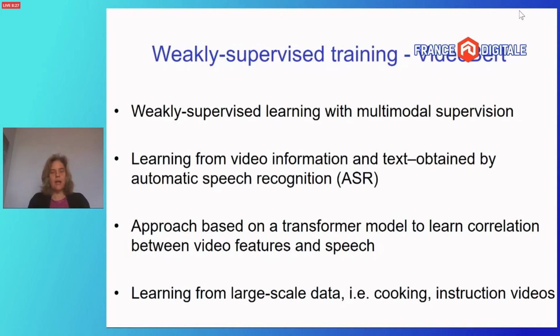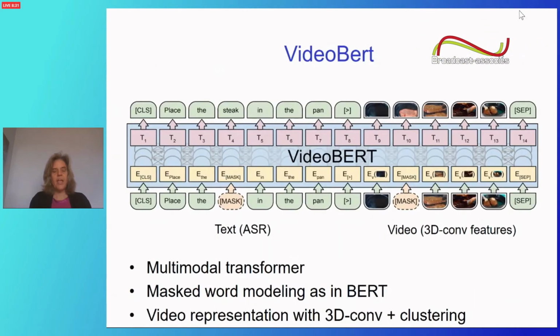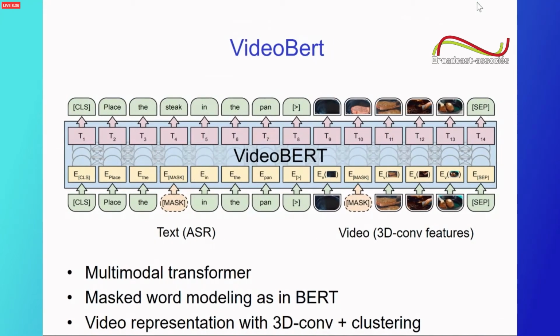We learn from large-scale data, in particular cooking and instruction videos. Here we see an illustration of the VideoBERT model. On the left, we take as input text, as I said before, obtained by ASR from the video, and on the right, we take as input video features obtained by 3D convolutions for 1.5 seconds time intervals.